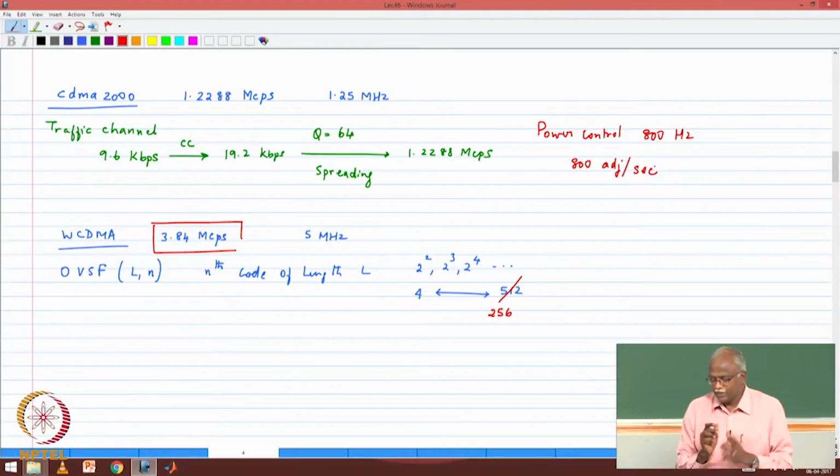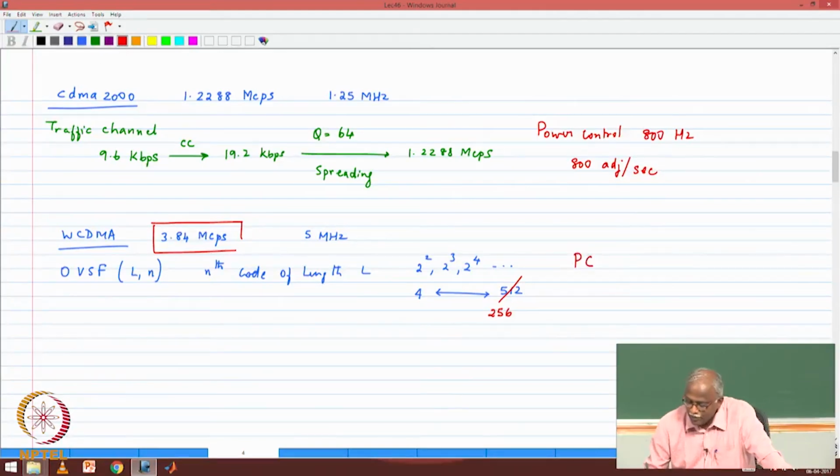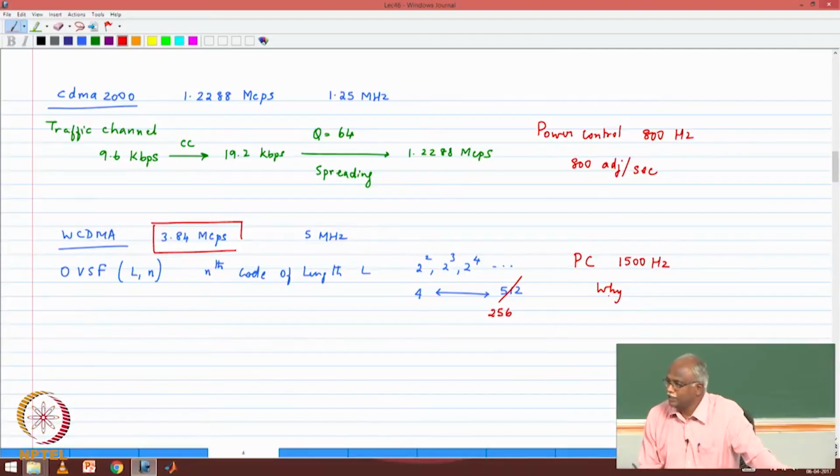Now here is a question which will indicate, I want you to have an intuitive feel for CDMA systems. If you can answer this question, it'll be very helpful for the entire class. The observation is the following: wideband CDMA does power control at the rate of 1500 times per second. The question is why? Why did it have to do more adjustments than CDMA 2000? Can you think of any reasons? There are at least two very important reasons.